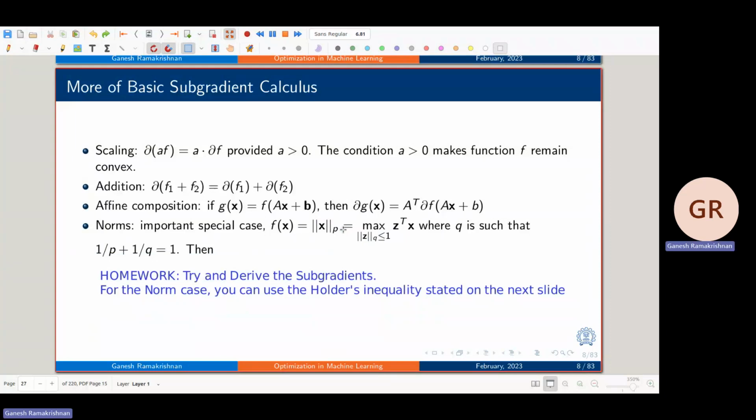Sorry, did I make a mistake in the square here? Just a second. It's okay, I think. This square is maybe wrong. The square is wrong. There's no square here.